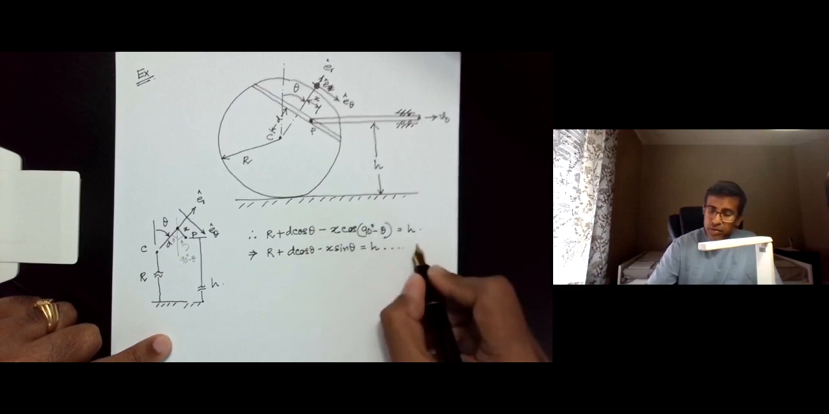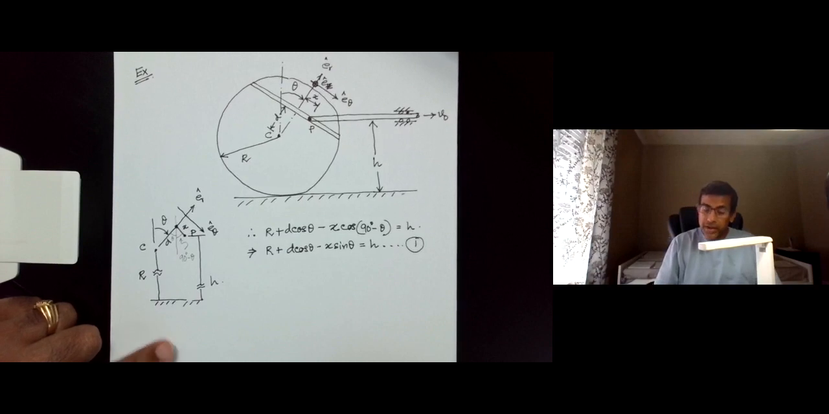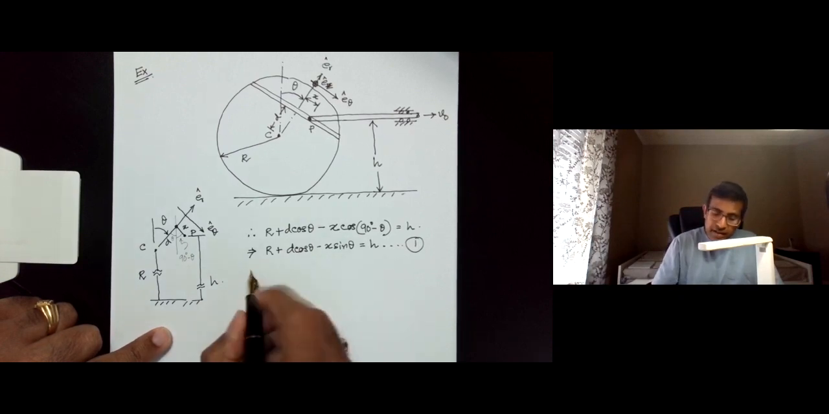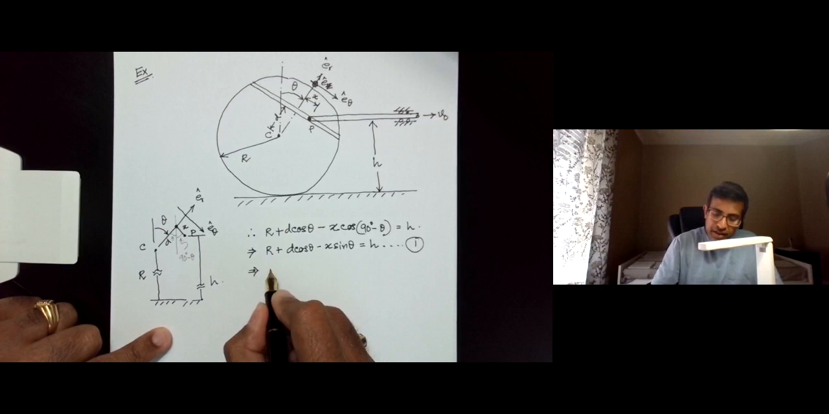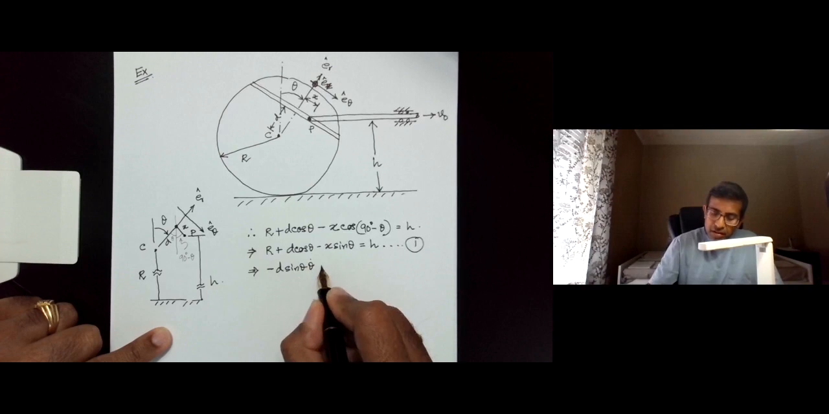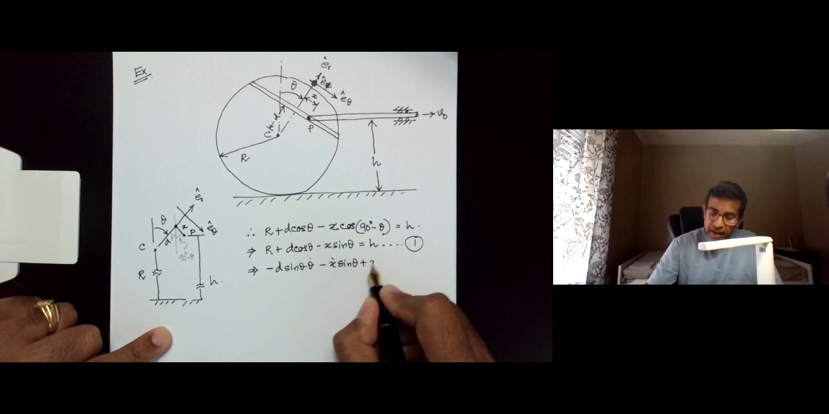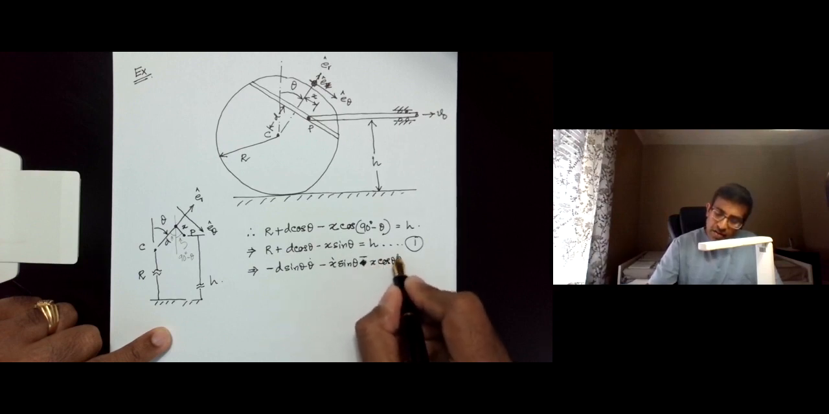So this is one constraint equation which is true at all times, and we can use this. Now you can say, can we not use this to find the angular velocity theta dot? Well, the problem with this is that if you differentiate this, you'd get negative d sine theta theta dot minus x dot sine theta minus x cosine theta theta dot is equal to 0.